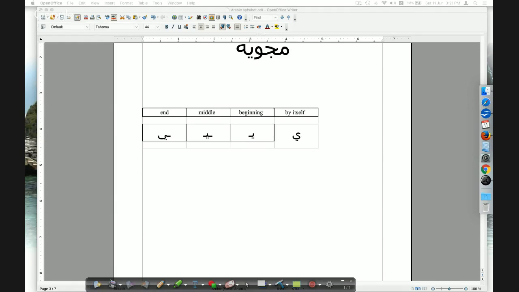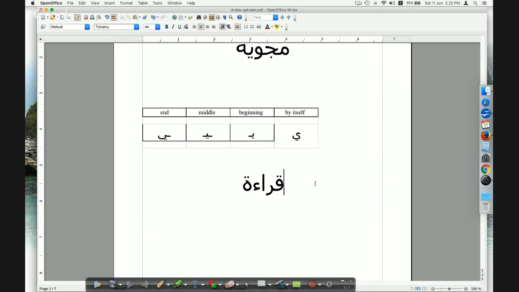Yeah, don't be scared of Hamza. Now let us go to the Hamza. I will type for you some words in Arabic, and we will see how the Hamza will come. This is the Hamza. I will type it again in a different way.